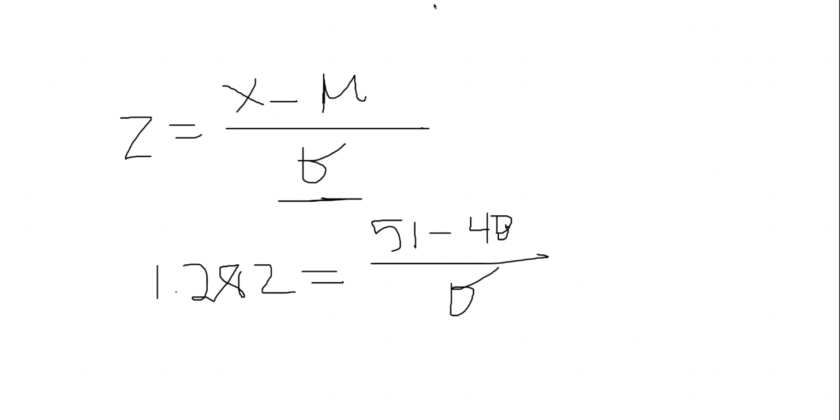Okay, 51 minus 48 is 3. And I can tell you, I've just done this enough that when you have the variable in the bottom, if you just swap these two, you get the right answer. You do 51 minus 48, which is 3, divide 3 by 1.282, you have your new standard deviation. Okay? Yeah, pretty cool on that. All right.